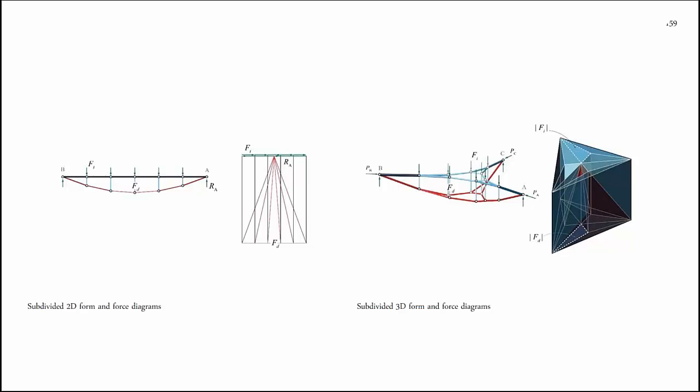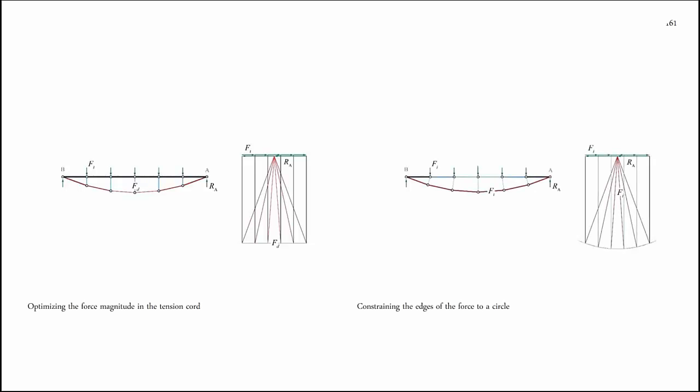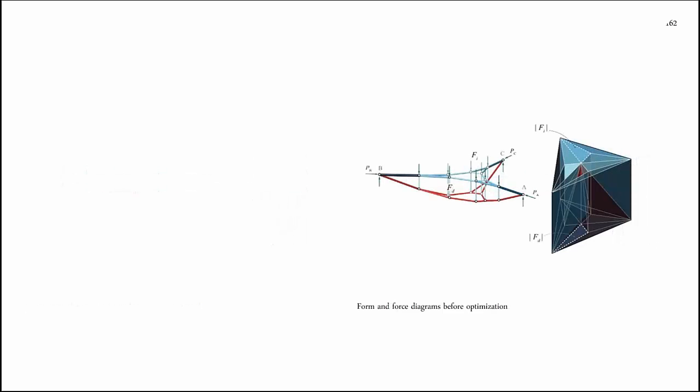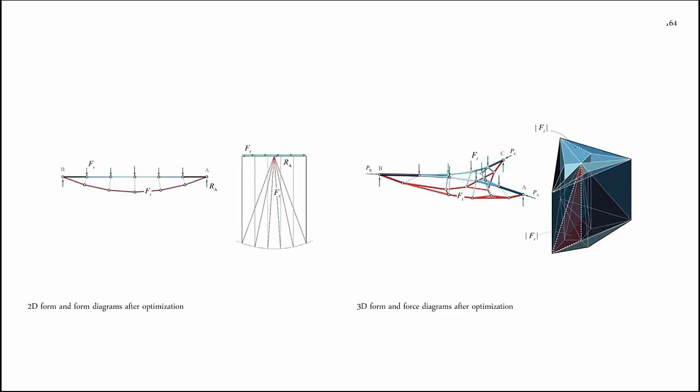So on the left, you can see the same example I was showing at the beginning of this lecture, and on the right, that's a three-dimensional equivalent of that using these techniques. If you remember at the beginning, I said that you can optimize this form and you get constant force members in your system by simply constraining your force diagram to be the radius of the circle. You can do the same thing in 3D, and you can optimize it such that all the forces within the tension part would be the same, and that would be the equivalent of this.